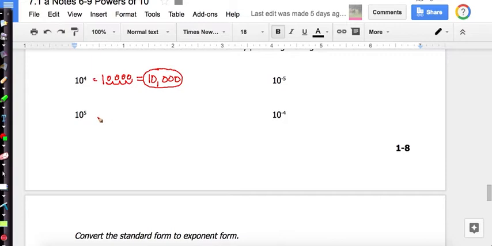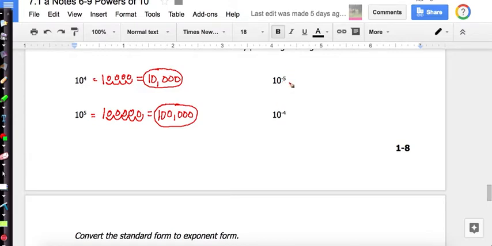Okay, the next one, 10 to the 5th. So what number do we always start with? 1. Where's the decimal? Right here. And we're going to move it 5 places to the right. So 1, 2, 3, 4, 5. And I move to the right because it's positive. So drop in your zeros. Okay, this is 100,000. We don't say 100,000 decimal, so I don't put the decimal at the end.